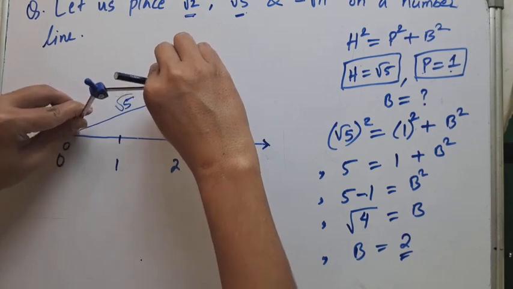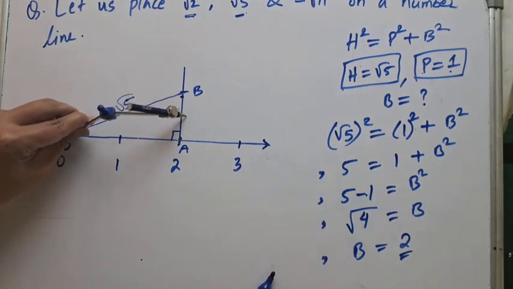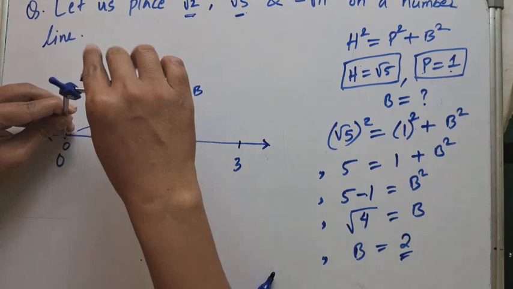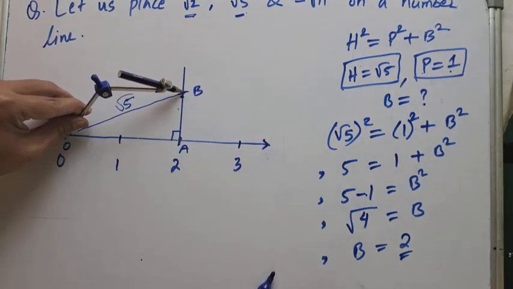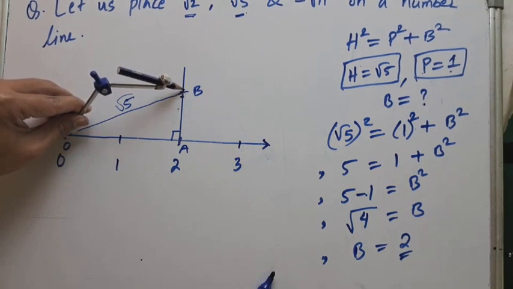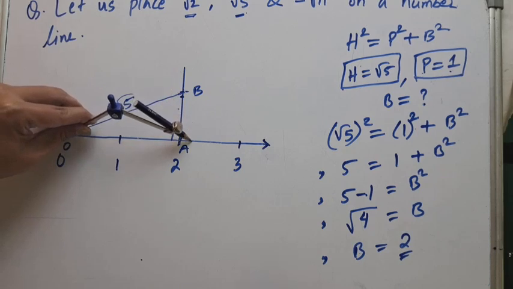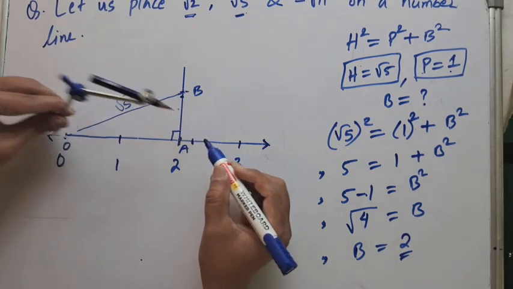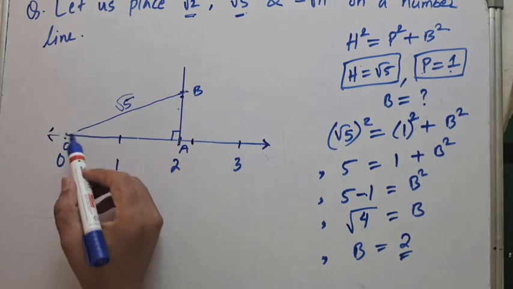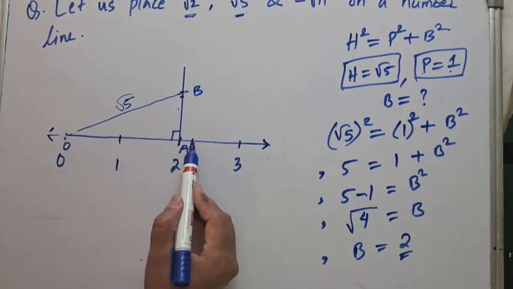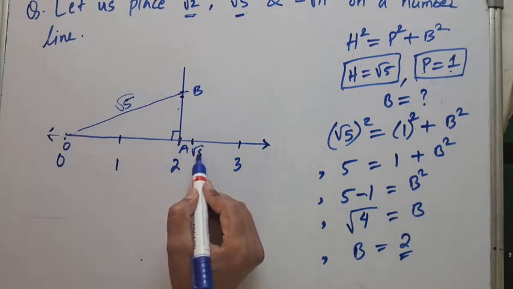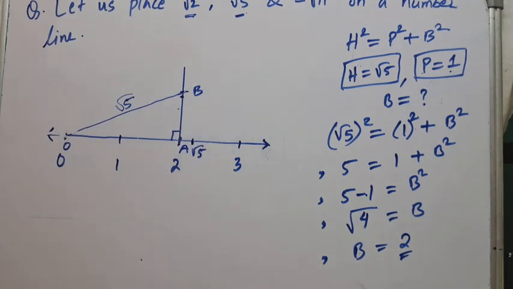Then we draw an arc here like this, because OB is the length of the hypotenuse, which is equal to root 5. So we draw the arc here and mark this point. The length from O to B is equal to O to this point. So this point is root 5. I hope you got this.